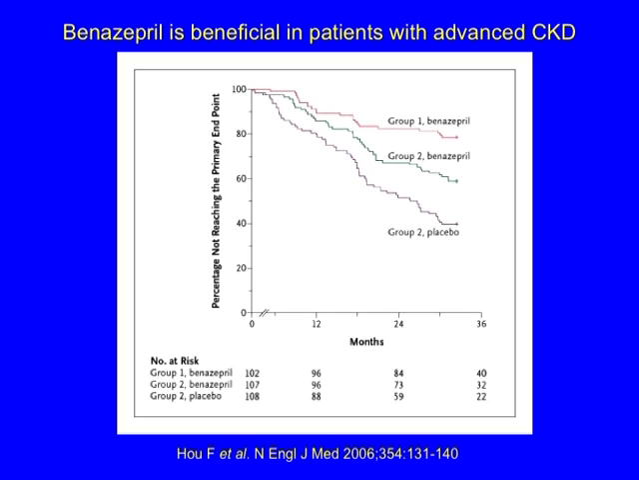This paper was published in the New England Journal in 2006. This is from China, and they took patients with established chronic kidney disease and divided them into two groups based upon the serum creatinine. All these patients had proteinuria and varying degrees of chronic kidney disease.